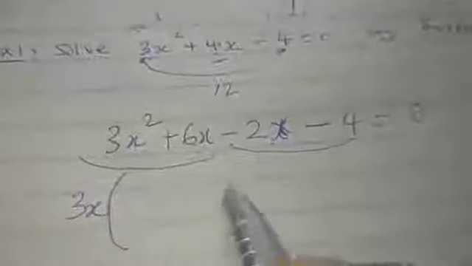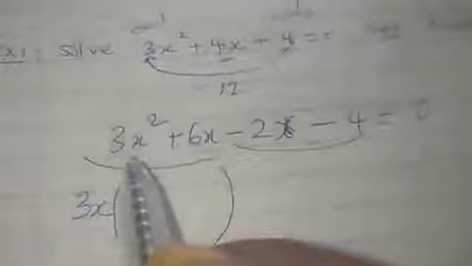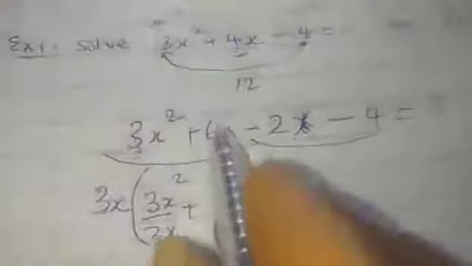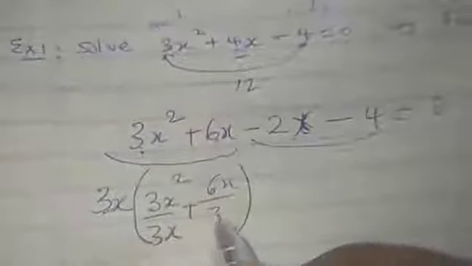After writing it out, open bracket, close the bracket. You rewrite what is here, this pair, 3x squared, and you divide it by what you said is common, plus the second one, 6x divided by 3x. That is for this side.